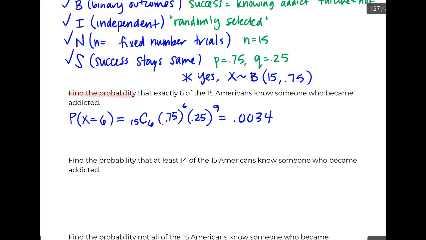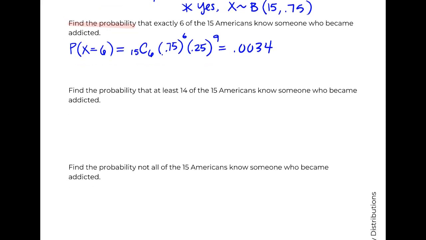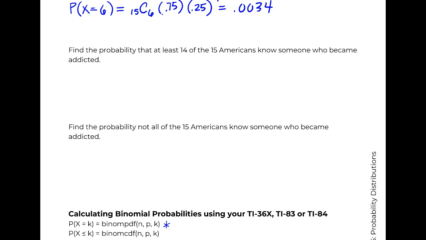Now, the reason I was telling you guys with the TI-36X not to freak out about finding nCr is because we're never going to use this if we have the 36X or the 84. Instead, what we should be doing is that thing at the bottom of the page. We should be using binomPDF. So let's just write this down. BinomPDF. The P stands for probabilities. We're looking for just one probability. Our N is 15. Our P is 0.75. And we are looking for 6 successes.